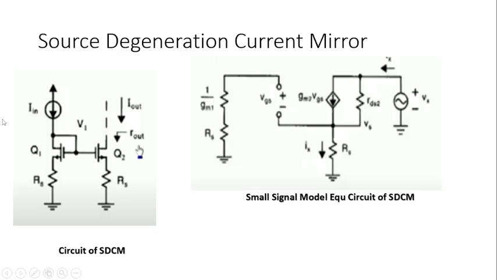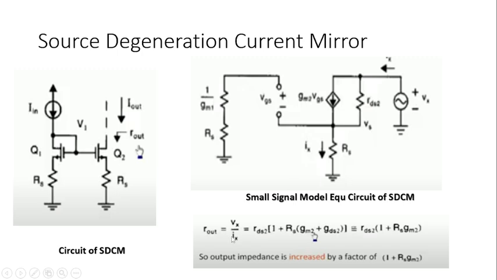So the equivalent circuit for the small signal model is this. You have RS, the source degeneration resistance, and your transistors' small signal model, your 1 by gm, and the output. The output resistance ROUT is nothing but Vx by Ix. So RDS1 plus RS gm2 plus gm RDS2 is equal to RDS1 plus RS in gm. But this RS can be replaced with a simple current mirror, and that can be used as a cascode amplifier. So that's all from this current mirror.